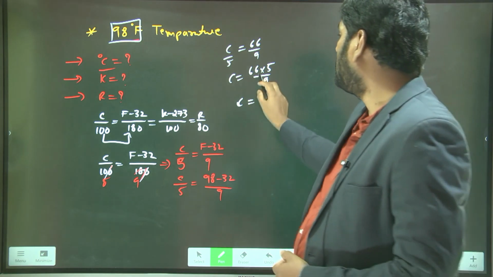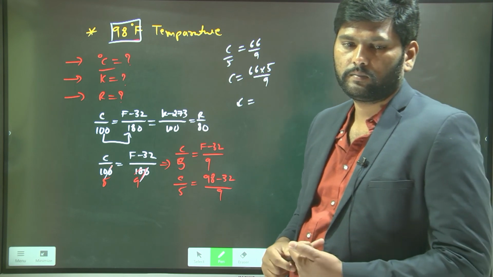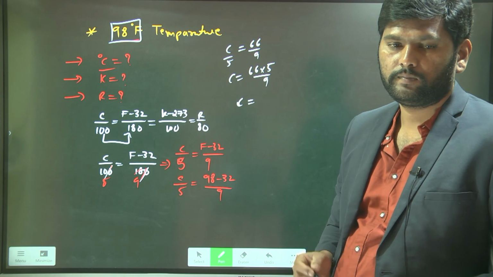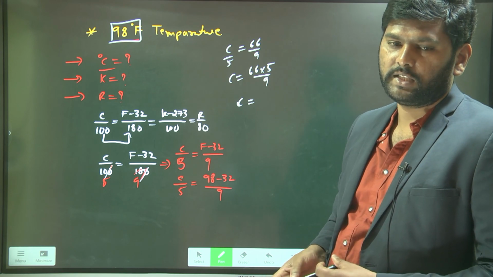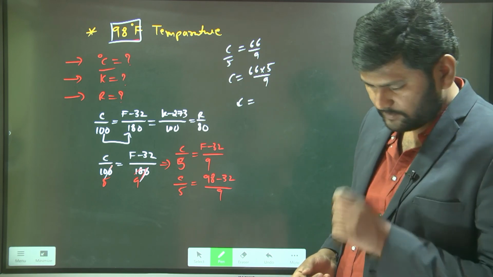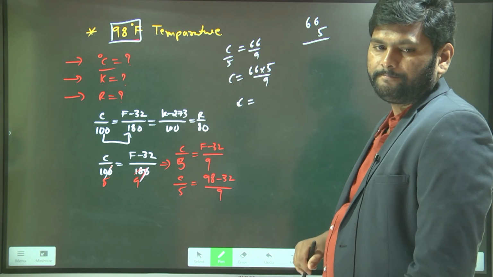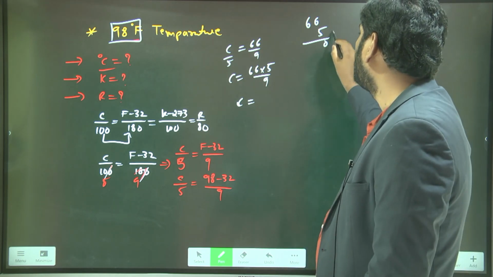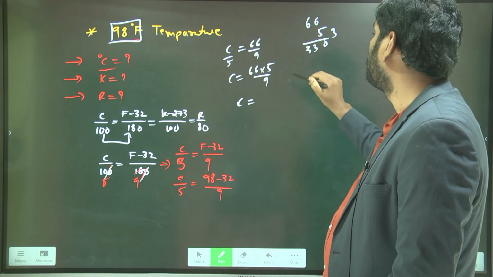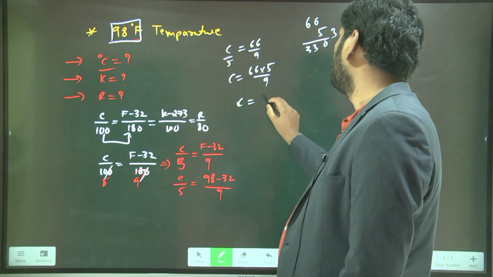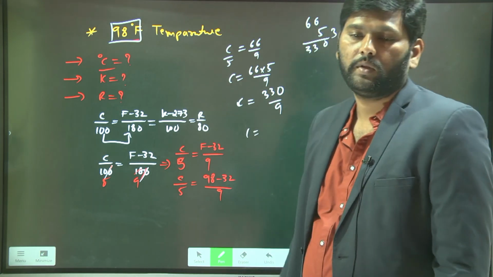Simplify it and tell me the total. 66 into 5, sir. 5 6s are 30, then the total is 330. 330 by 9, you will get approximately 36 or something.